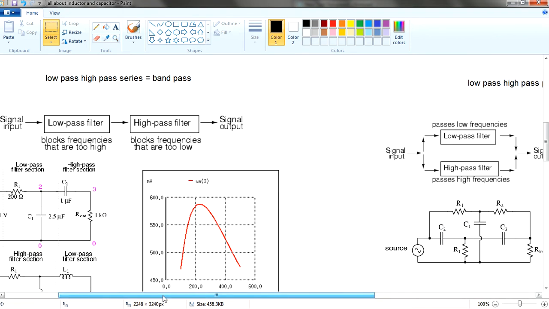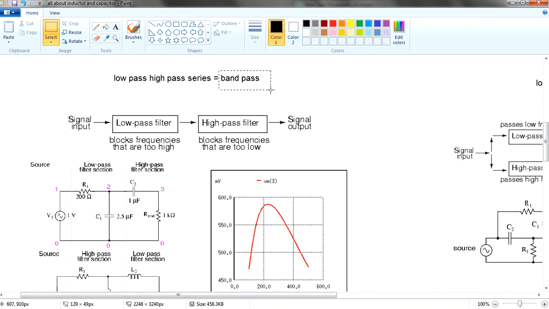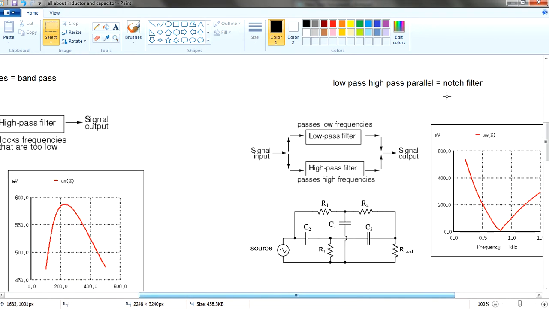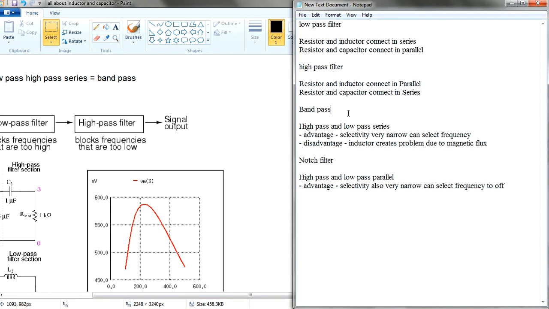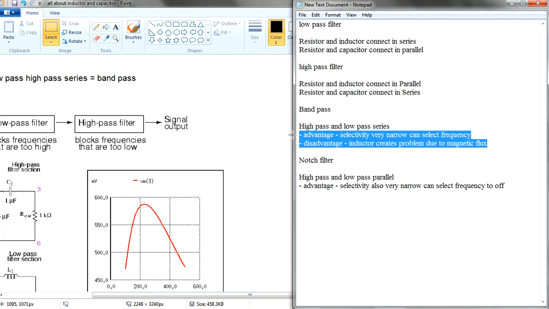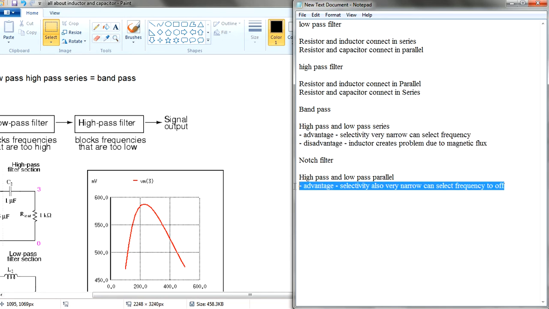So you may wonder what is band pass and what is notch filter. Good question. In other words, if you have a band pass, your high pass and low pass are connected in series. Or if you have a notch filter, your high pass and low pass are connected in parallel. And for advantage and disadvantage, I believe that they're all the same.